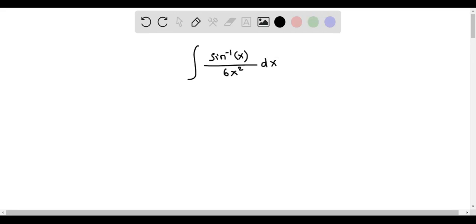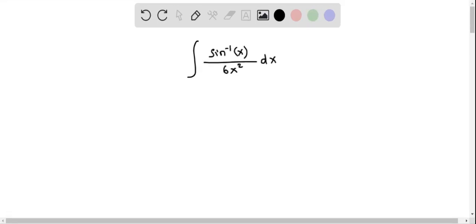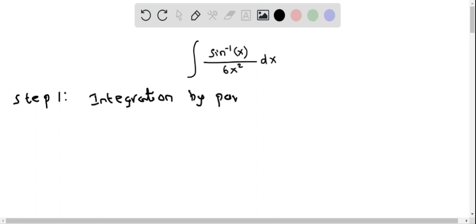Let's now evaluate this given integral. That is, we have to evaluate the integral of sine inverse of x over 6x squared dx. So in step 1, we are going to utilize the integration by parts method.